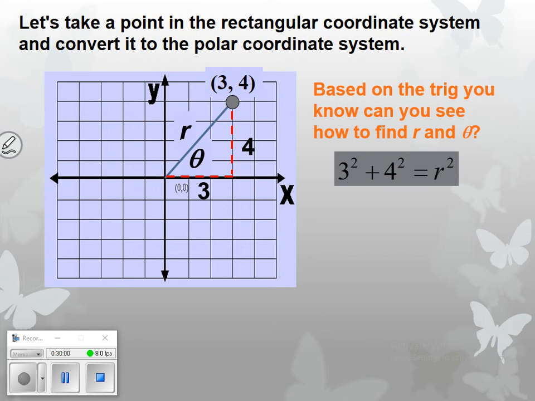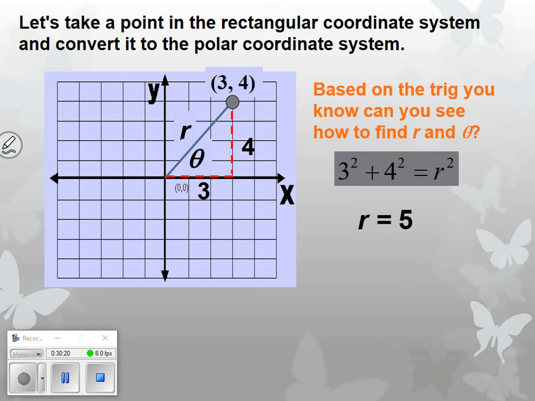Well, the distance formula is just what theorem? The Pythagorean theorem. So I want to find r, because that's what my polar coordinate is going to be defined by. I'm going to take 3 squared plus 4 squared equals r squared. So r ends up being what? 5. So r ends up being 5.